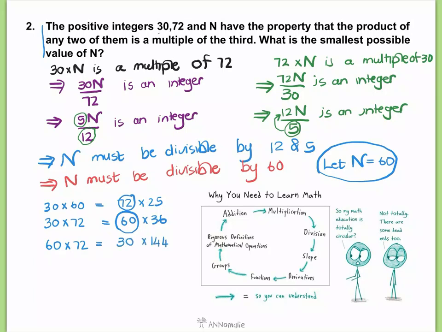So all three of these work. If I multiply 30 and 72, it's a multiple of 60. Multiply 30 and 60, it's a multiple of 72. Multiply 60 and 72, it's a multiple of 30. So the smallest possible value of n is equal to 60.